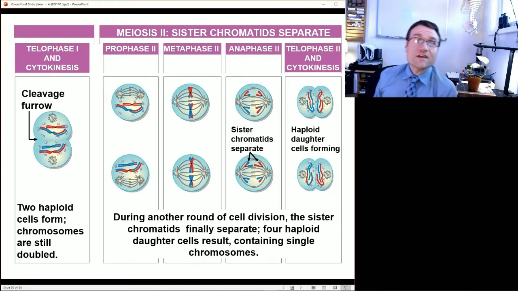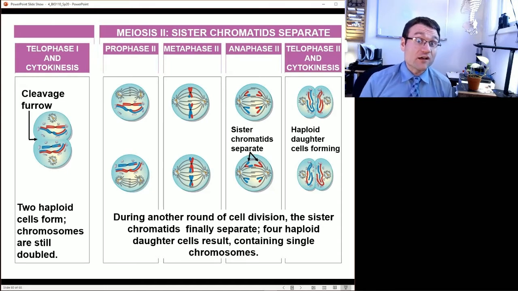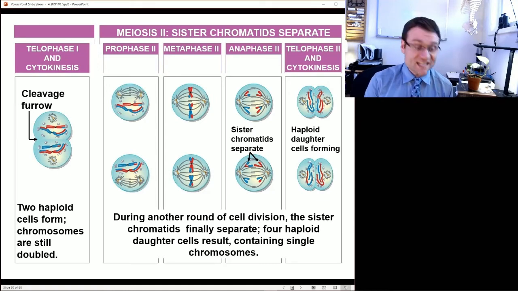So in telophase 2 and cytokinesis, we form 4 haploid daughter cells, and each one is genetically unique. Because of crossing over, each chromatid is going to be unique from all the other chromatids. Because of random assortment, each daughter cell is going to have a different combination of chromosomes. Each one of these daughter cells is totally unique. These daughter cells then develop into gametes. They develop into either sperm cells or egg cells, depending on what kind of individual we are talking about.